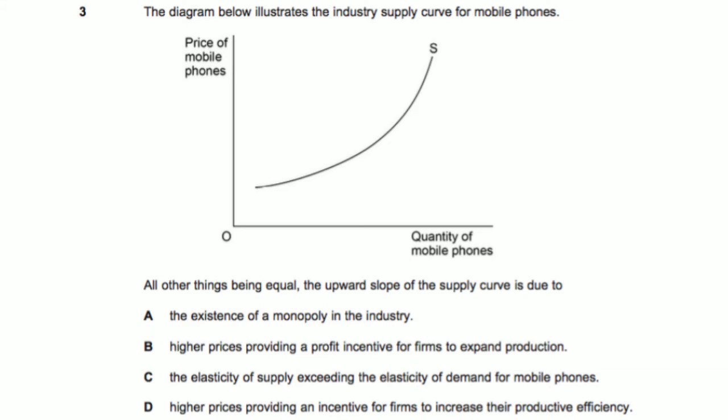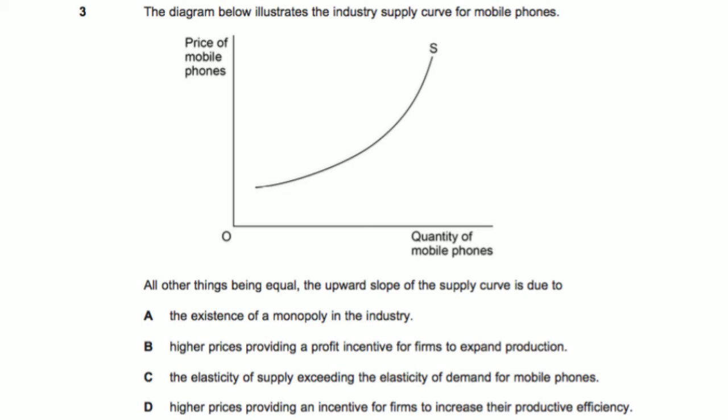There are two reasons why this occurs. One reason is that higher prices provide a profit incentive for firms to expand their production. Also, higher prices send a signal to firms operating in other industries that there may be a greater amount of profit in the industry that we're talking about, and this industry is mobile phones. The greater profit provides an incentive for firms that are currently operating in other industries to switch and enter into mobile phones, thus causing the quantity supplied of mobile phones to increase.